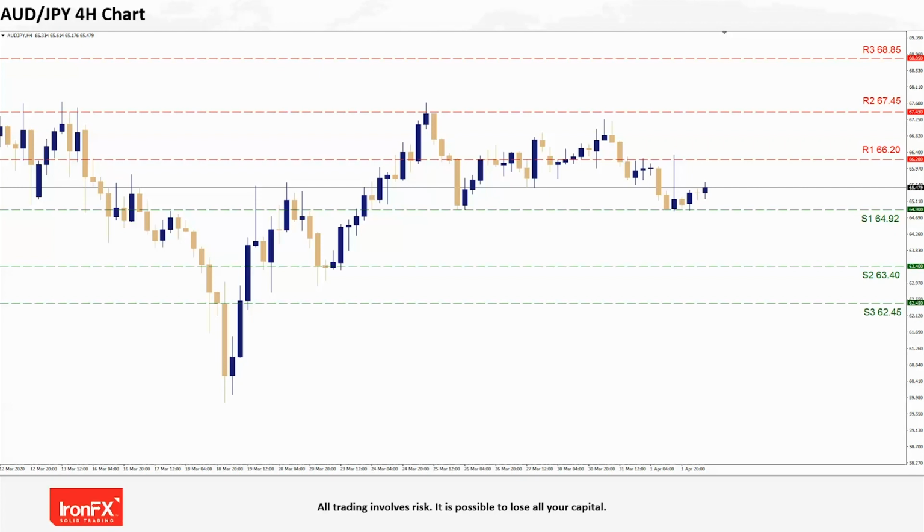Higher, we have the R2 67.45, and even higher, we have the R3 68.85, which are also possible stop points. However, very simply, the pair seems to be driven by the weakness of the AUD and the strengthening of the JPY due to safe haven flow demand.